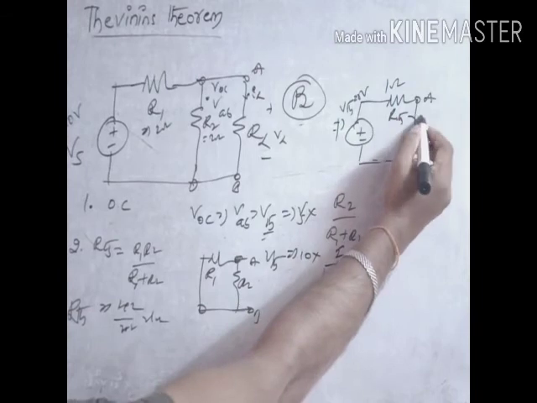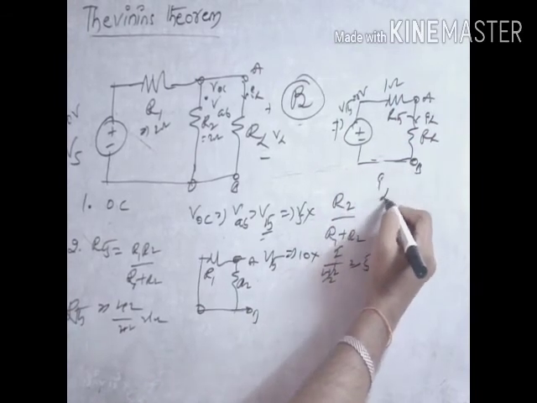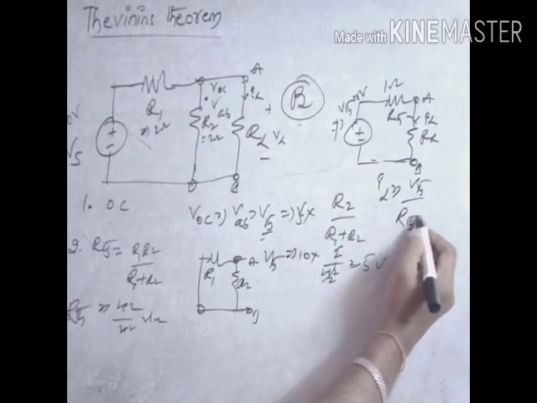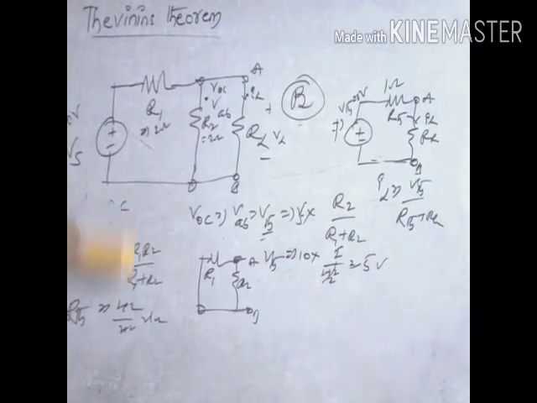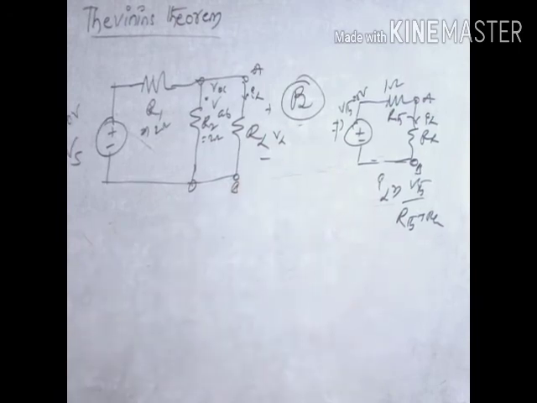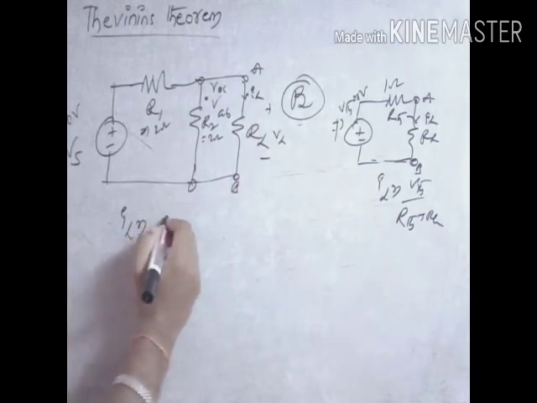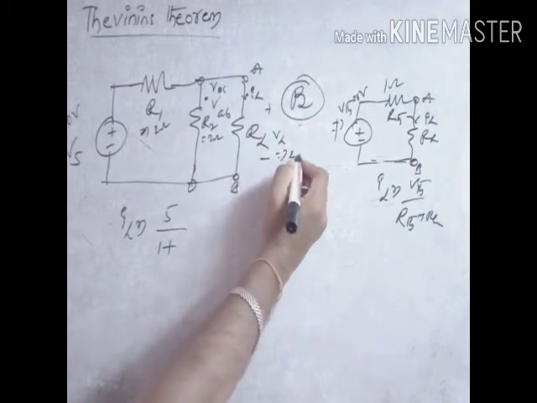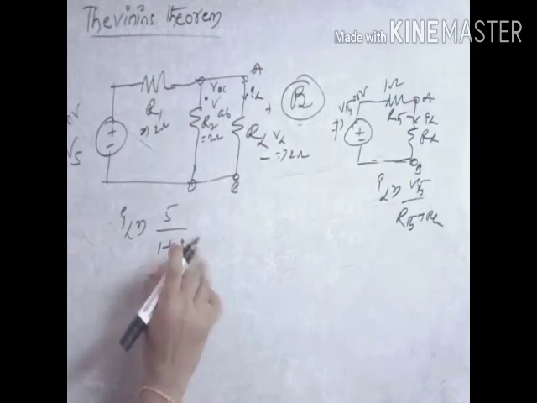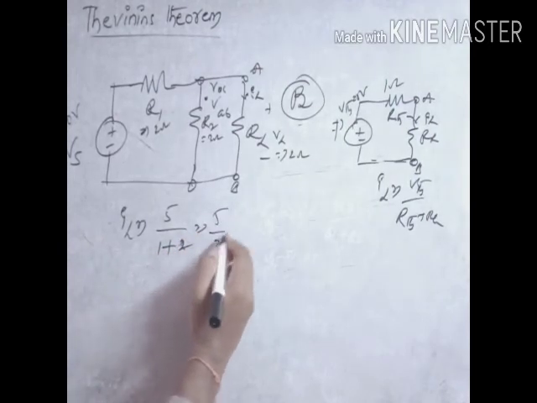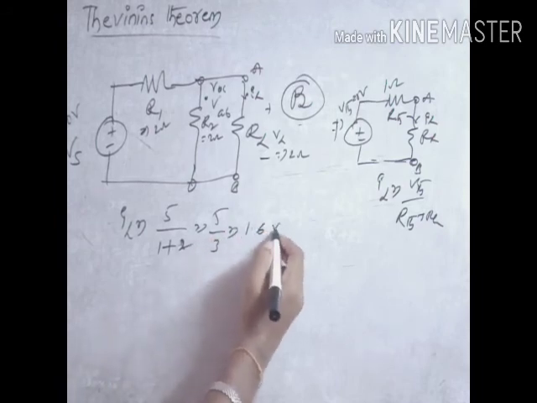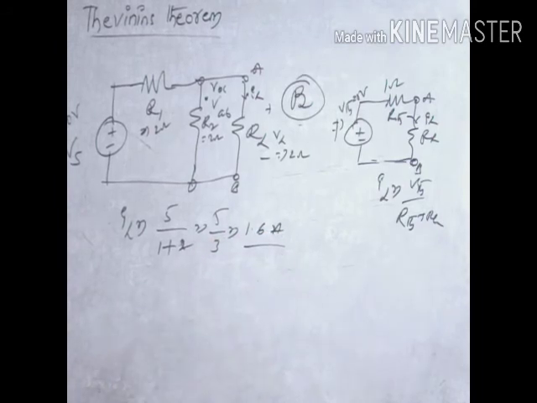Now we have to calculate the current through the load resistor. IL equals V Thevenin by R Thevenin plus RL. That means IL equals V Thevenin, 5 volts as already calculated, by R Thevenin, 1 ohm, plus RL, which I will take as 2 ohms. So that is 5 by 3, which is about 1.66 amperes.